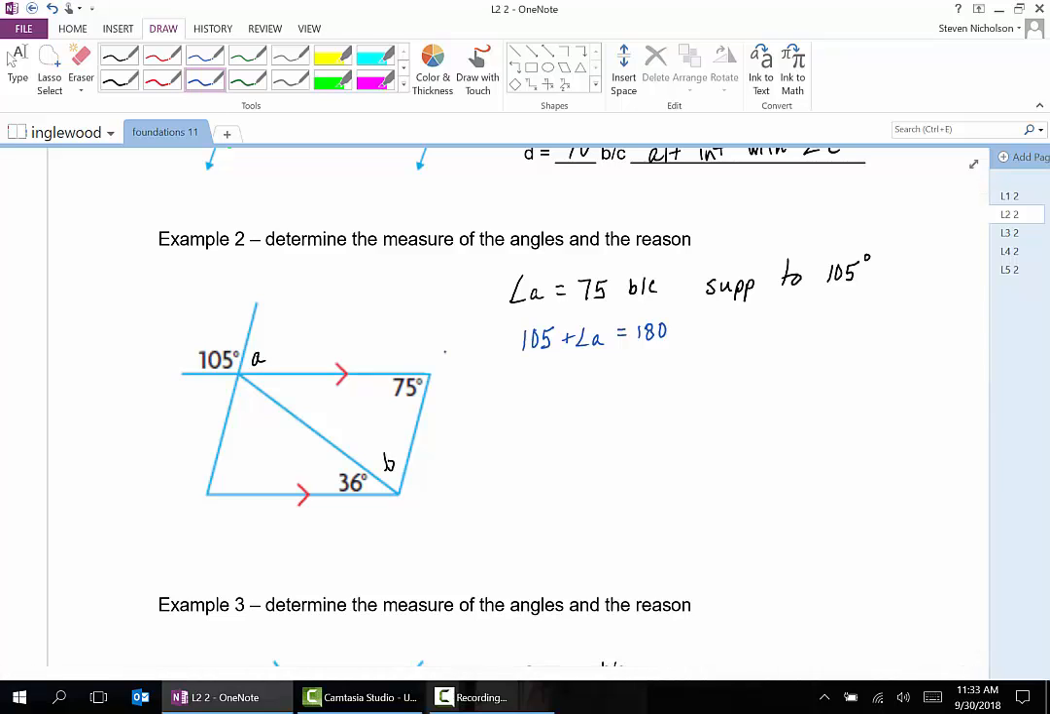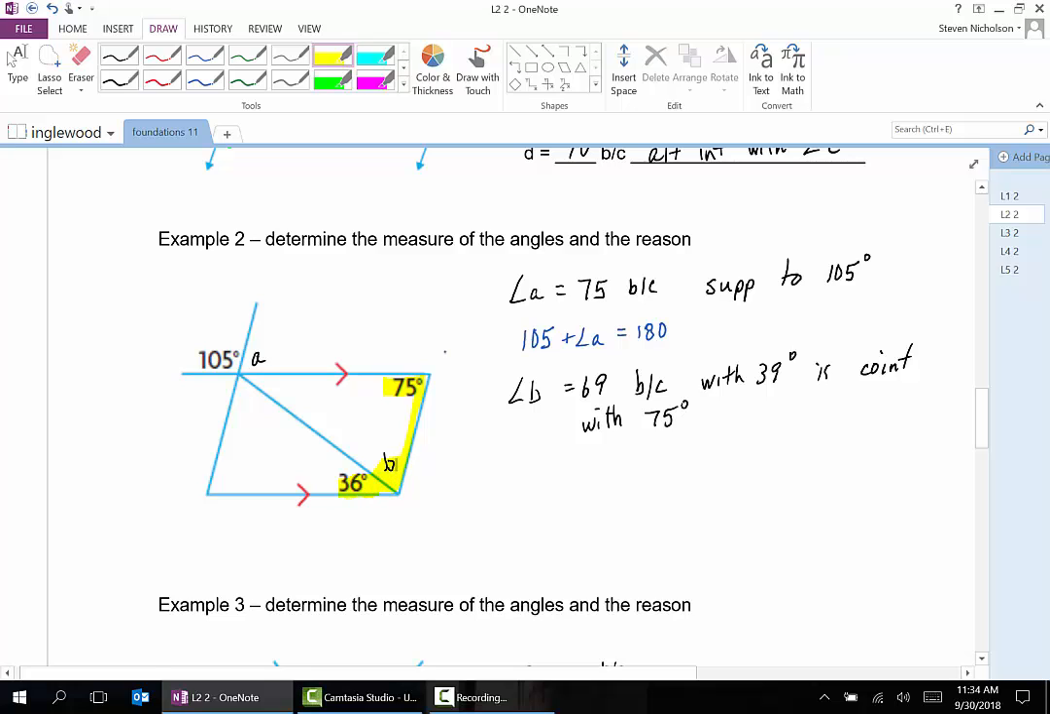Angle B is a little trickier, and you have to kind of see something sometimes. So angle B, I'm going to say, is 69 degrees. And I know it's 69 degrees because along with the 36 degree angle, angle B is co-interior with our 75 degree angle. So that's this idea right here.